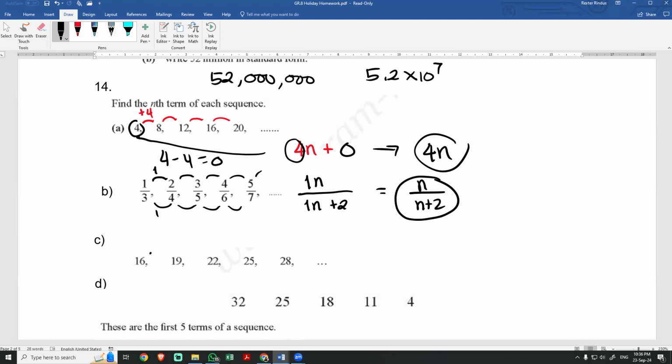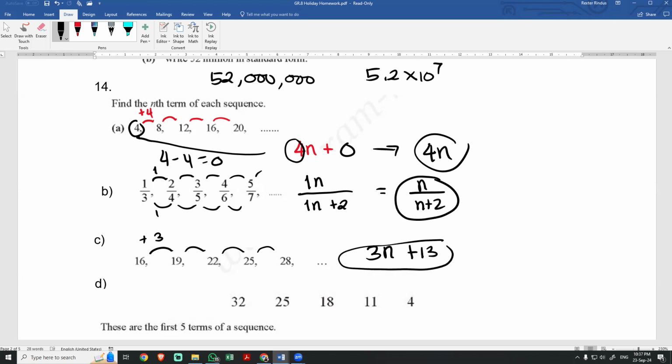Next question is this one here. We have a jump of 3, addition of 3. So that means you will have a 3n automatically. Now, as I said, we just have to subtract. So 16 minus 3, it's going to be 13. So your answer should be 3n plus 13.